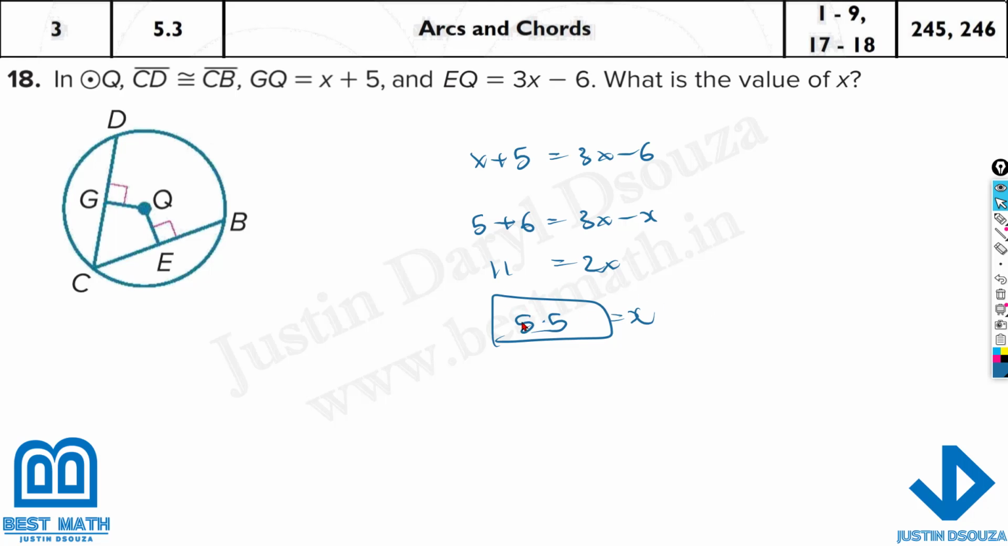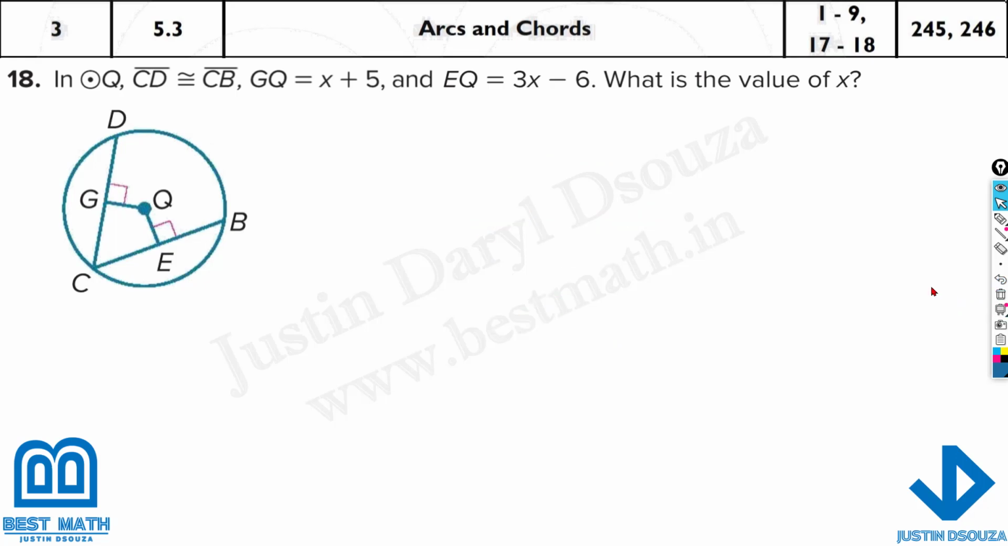But imagine they had told you to find GQ. Then whatever x value you find, put it back in this equation. It'll be 5.5 plus 5. So it'll be 10.5. Just remember what they have asked in the question. If they have asked only the x value, this is it. Nothing else. But if they ask you EQ or something else, then you have to put this particular thing back into the equation and then simplify it.